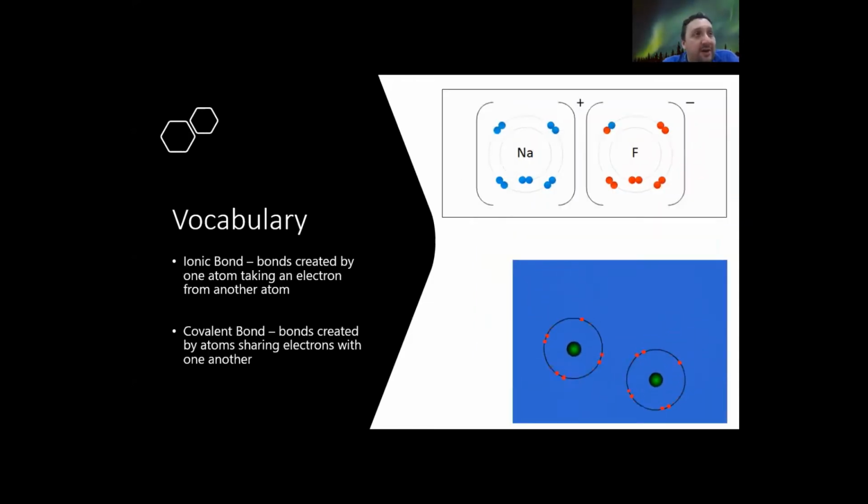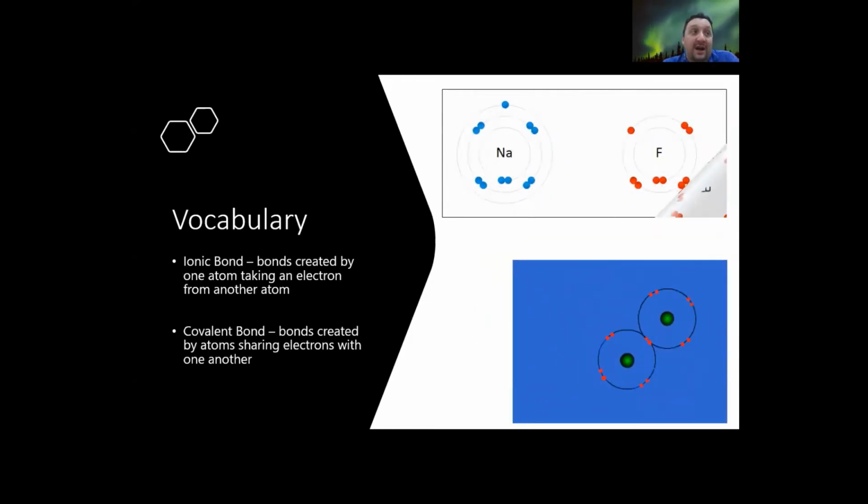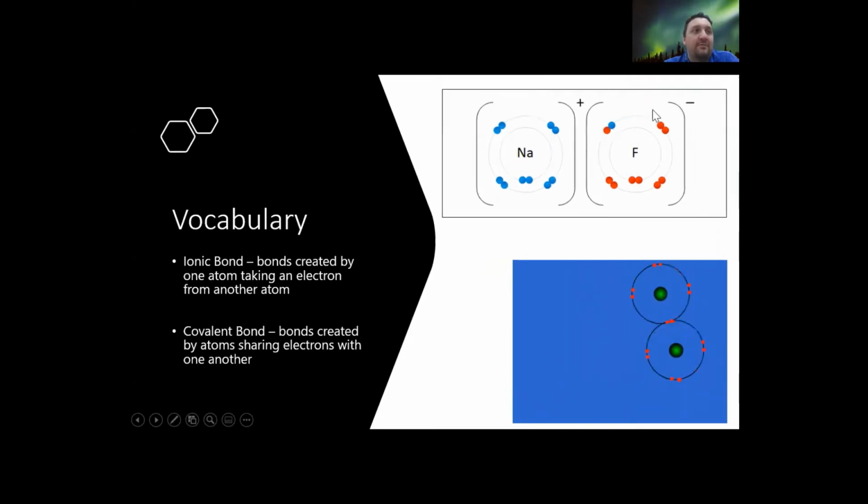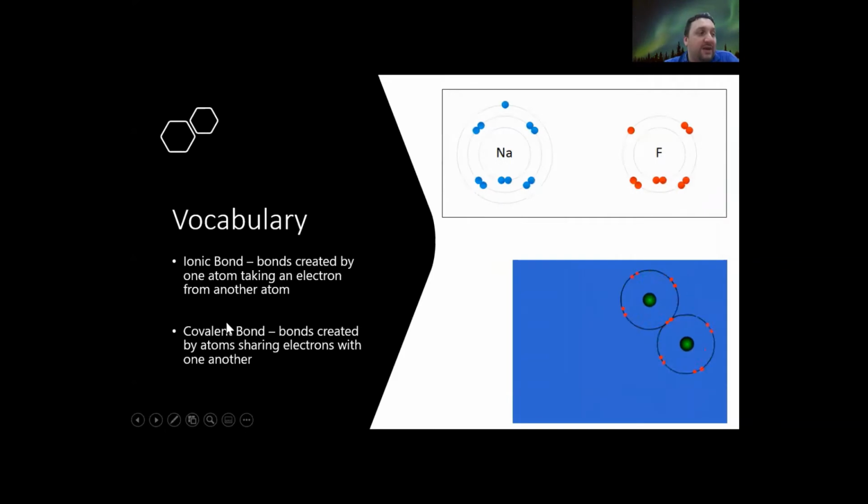A little more vocabulary. So we have ionic bonds, which means one of the electrons gets pulled off and put onto the other one, and they both become positive and negative and stick together. That's ionic. Covalent means the two atoms have their valence shells connect and they share electrons.